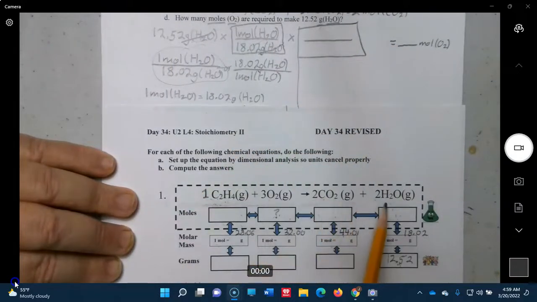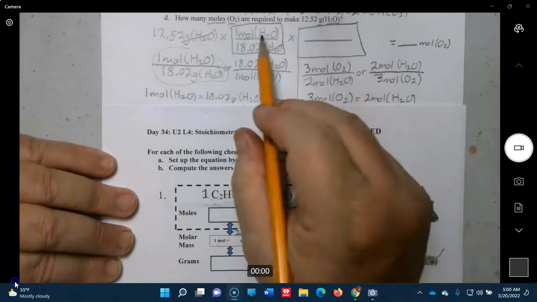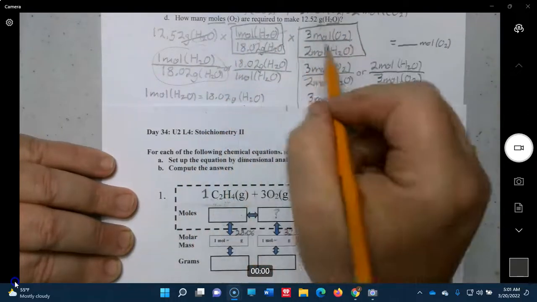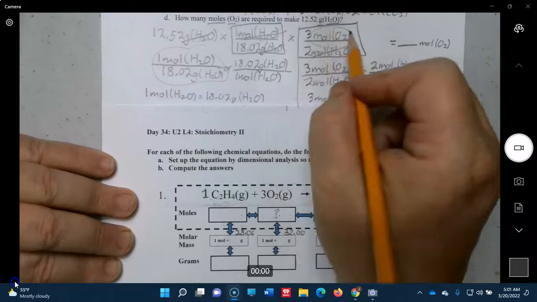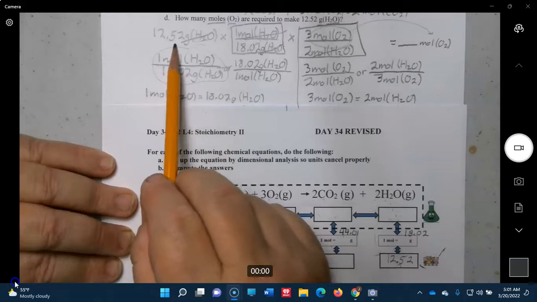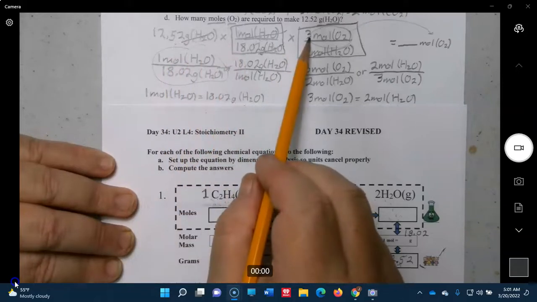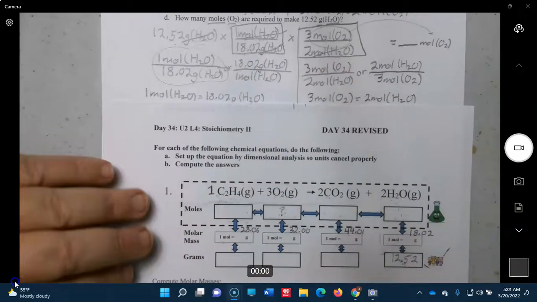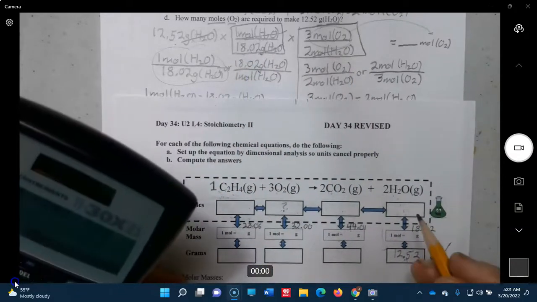Now we come over here. Now we've got to move from moles of H2O to moles of O2. So again, it's 3 moles of O2 equals 2 moles of H2O. Okay, which one? Moles of H2O, moles of H2O. So moles of H2O cancels there and there. Last man standing is moles of O2, which is what you need in your final answer. 12.52 times 1 times 3, everything on the top, divided by 18.02 divided by 2. We get 1.04 for the final answer.